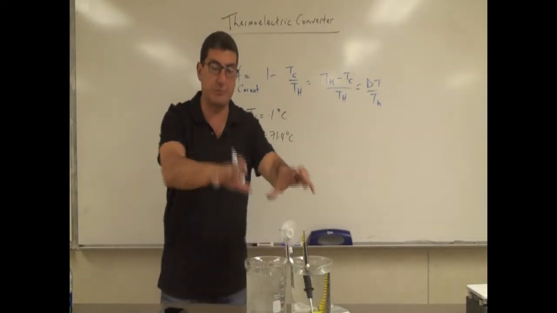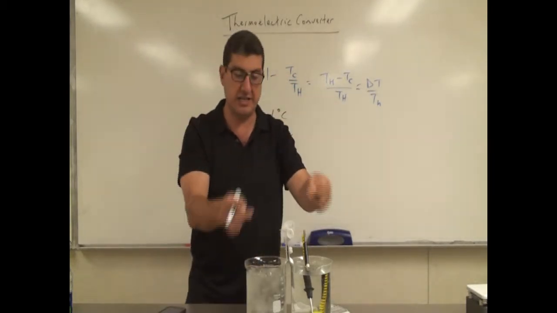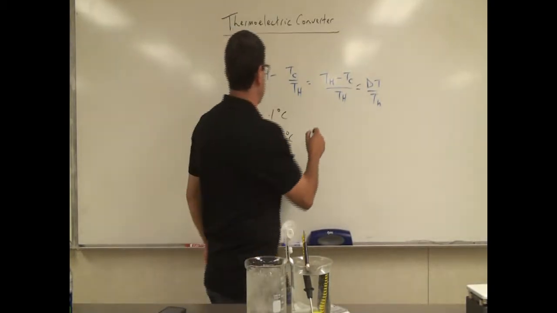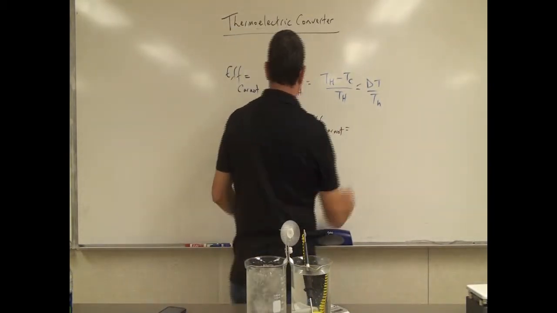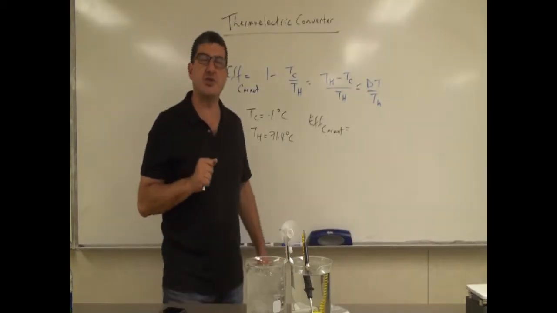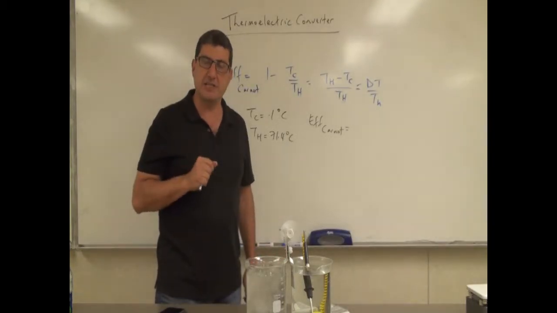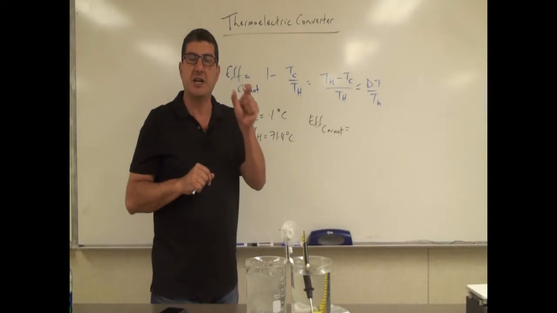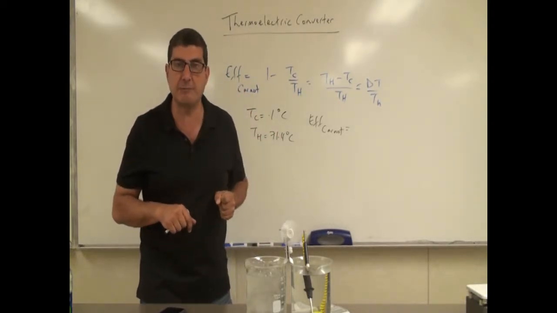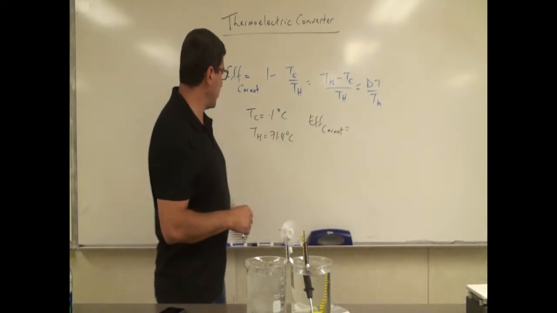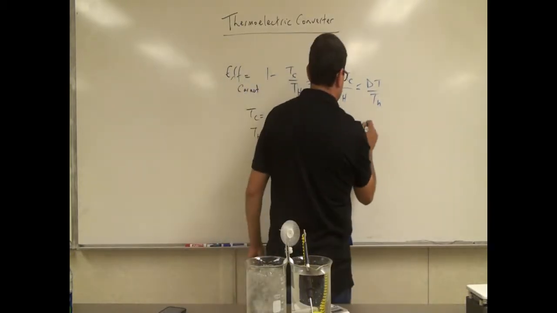I can calculate the absolute maximum efficiency that this engine can be. Okay? We call that the Carnot efficiency. So the difference of the two temperatures, I don't have to change it to Kelvin. I can keep it in Celsius and just subtract them, because a difference in temperatures in Celsius is the same as the difference in the same temperatures in Kelvin. By subtracting that, I get 71.3.